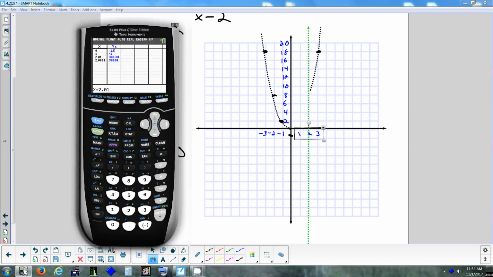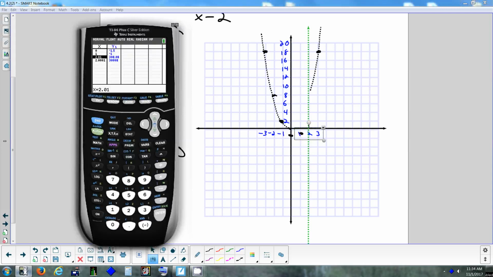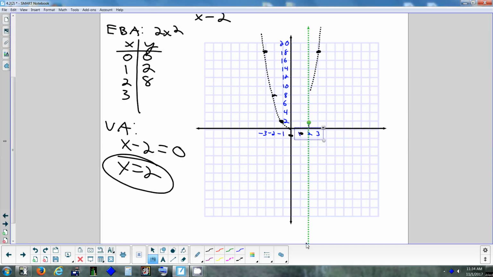Let's try 1. 1, negative 1. So over 1, down 1. Okay, remember, it goes by 2's. Okay, let's try 1.99. Negative 3,000. So as I start to get really, really close to that green line, all of a sudden my graph just drops.